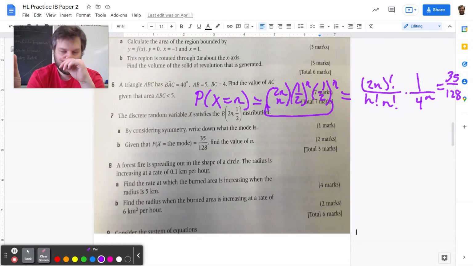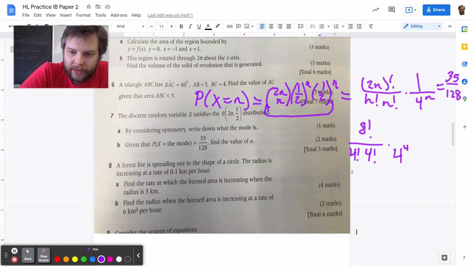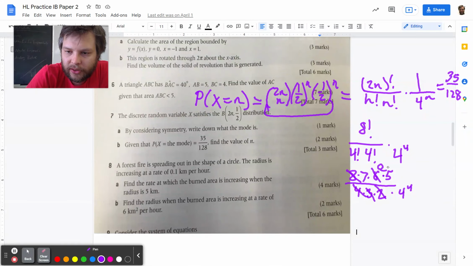And just to be overly checking my answer, I'm going to try 8 factorial over 4 factorial times 4 to the 4th, and see if we can get this to cancel out. So I can write that as 8 times 7 times 6 times 5 over 4 times 3 times 2 times 4 to the 4th. We can knock down a 4 and a 2 and an 8. We can knock down a 3 and a 6 and make that into a 2.